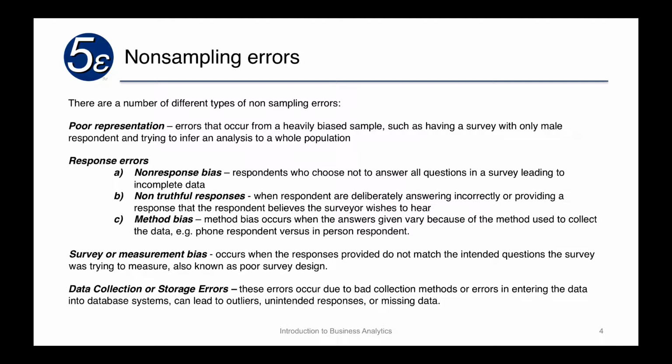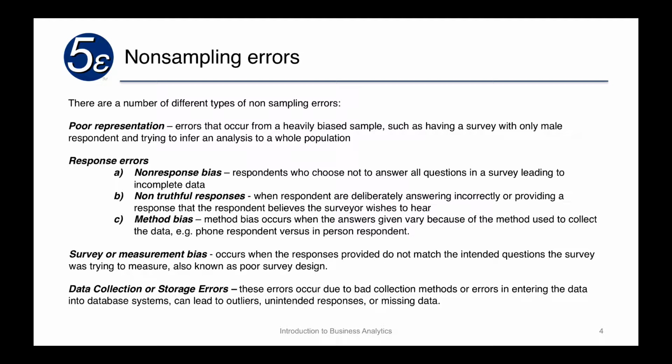The first one is poor representation. These are errors that occur from a heavily biased sample, such as having a survey with only one male respondent and trying to infer an analysis from the whole population. It would obviously be biased to, say, female, and if you're trying to assess it to the whole population, you could be missing something. This would be catastrophic if we were dealing with medicines, because there might be differences between the reactions for males on the medicine as there are for females.